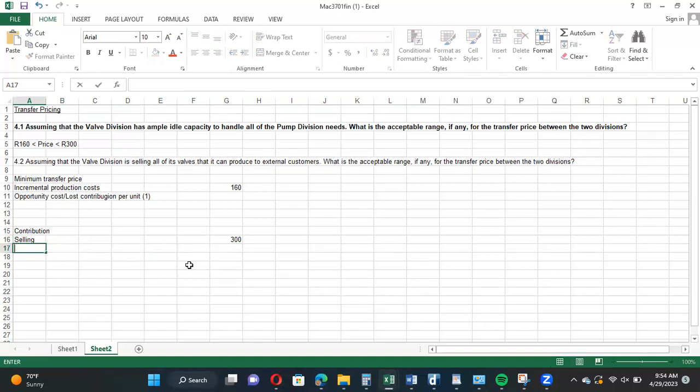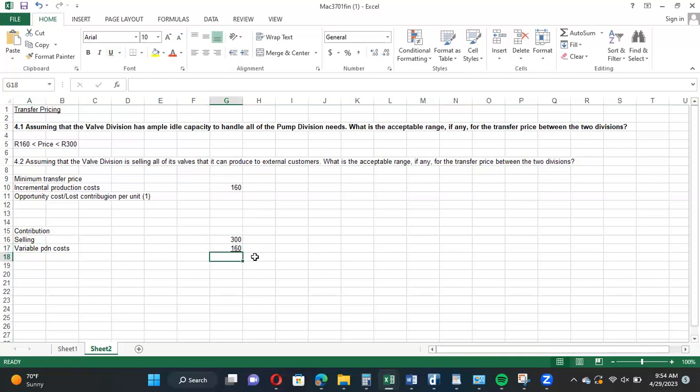Let's say variable production costs. Right. All this is per unit. So where do we have that? We do have that up there. Right. It's the same thing there.